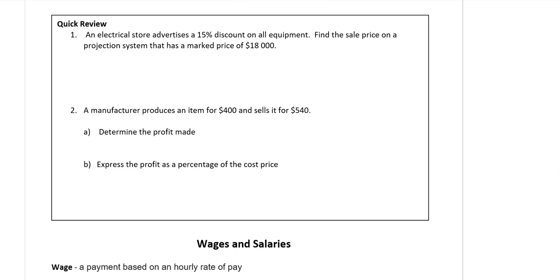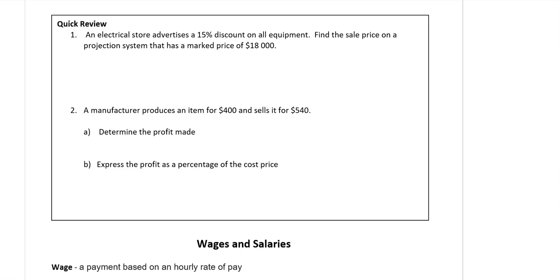Hello Year 9. Let's see if you can remember what we were doing last lesson. Let's do these quick review questions. So number 1, an electrical store advertises a 15% discount on all equipment. Find the sale price on a projection system that has a marked price of $18,000.